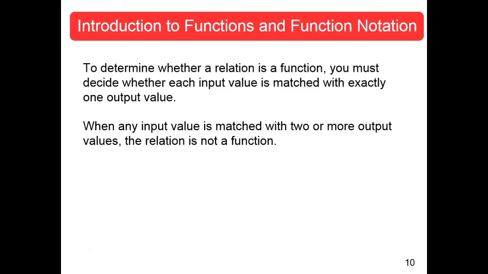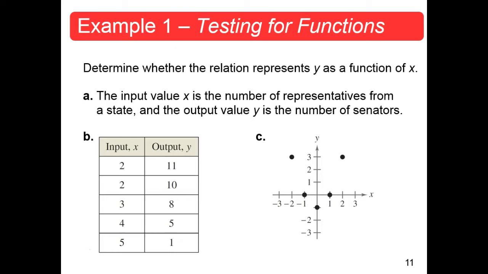Now, to determine whether a relation is a function, you must decide whether each input value is matched by exactly one output value. It has to be a function. When any input value is matched by two or more output values, the relation is a relation, but it's not a function. They've hit that all over.